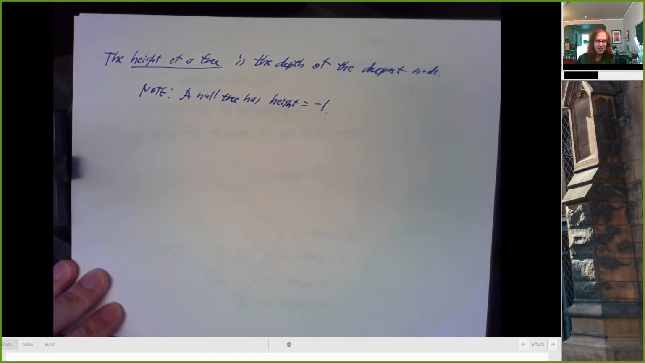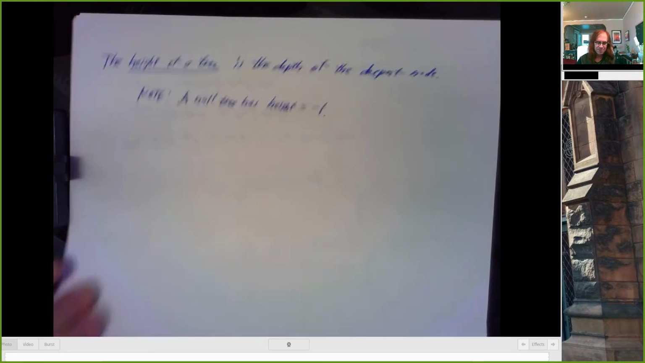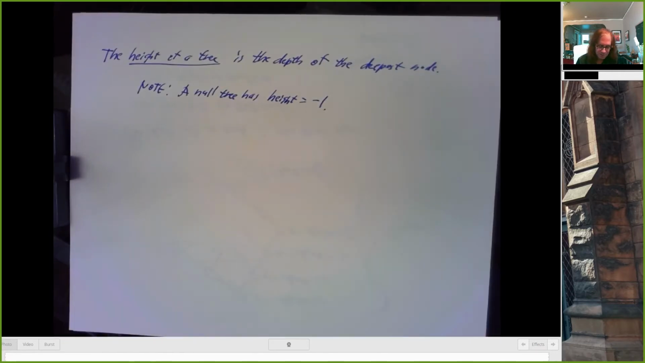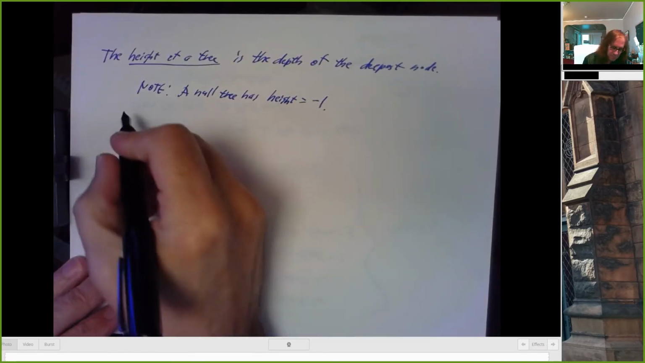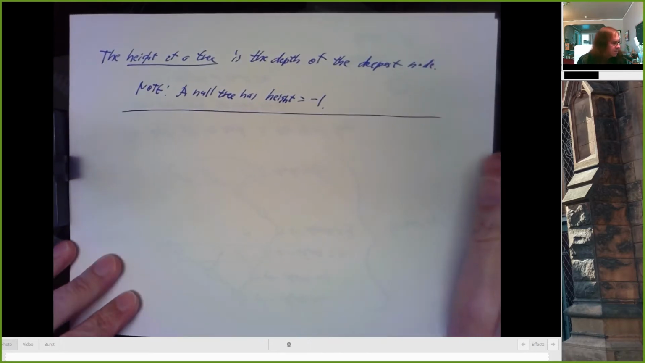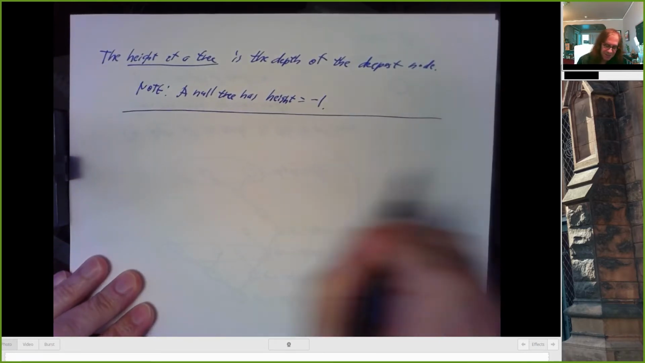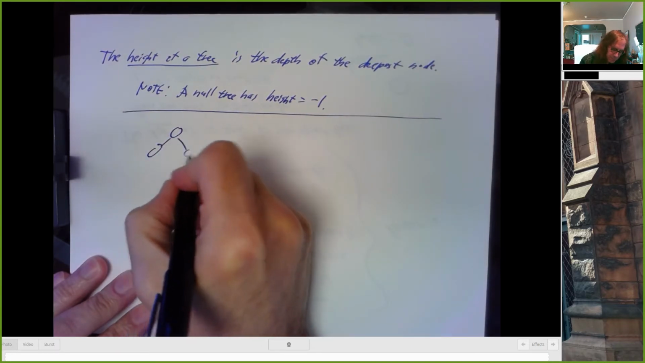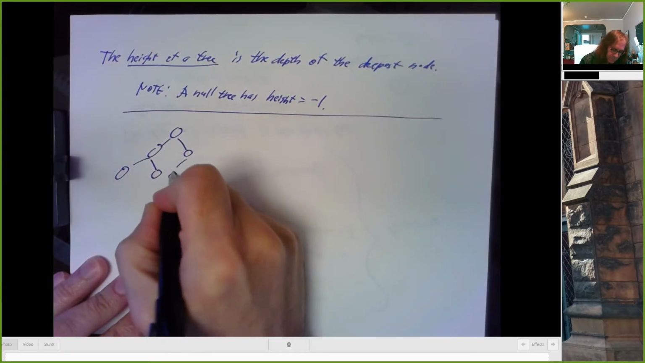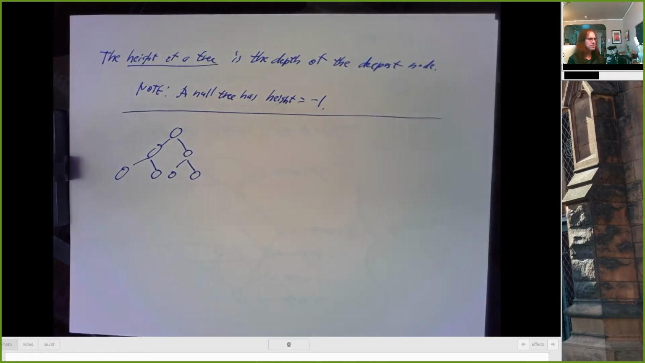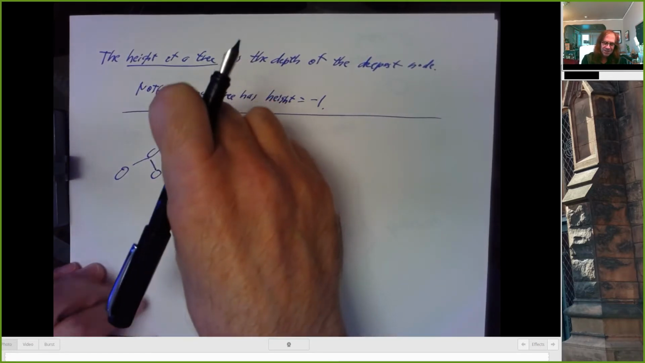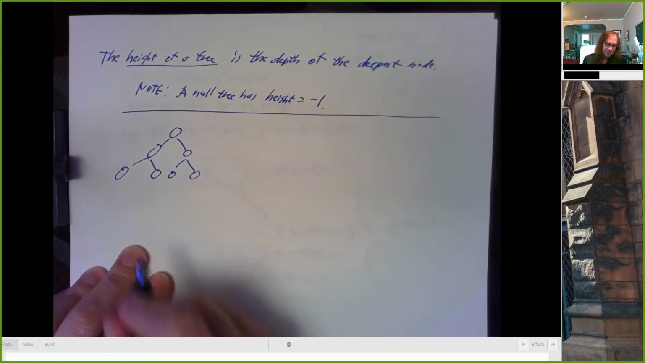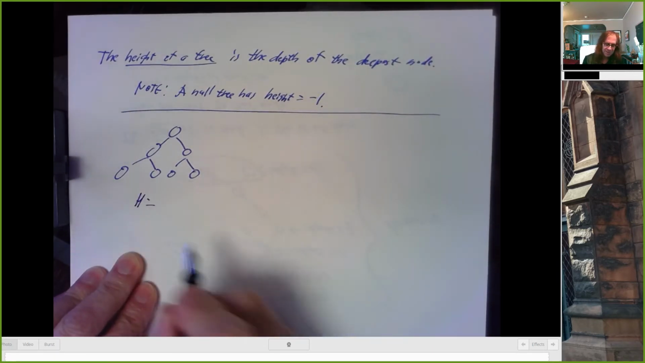All right, so we've got a height of trees. So let's say you have 7 pieces of data. Here's one way to store those pieces of information in a tree. And this is a nice tree because the height is pretty small, right? So the height is equal to 2.